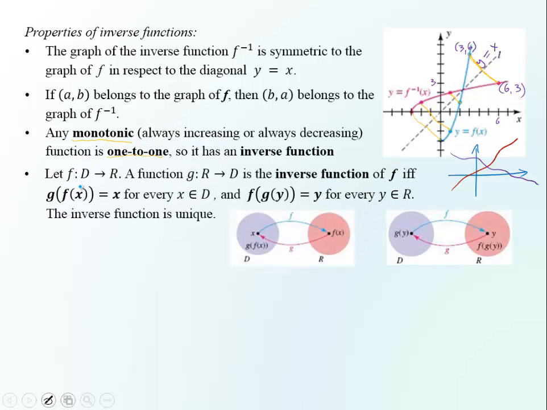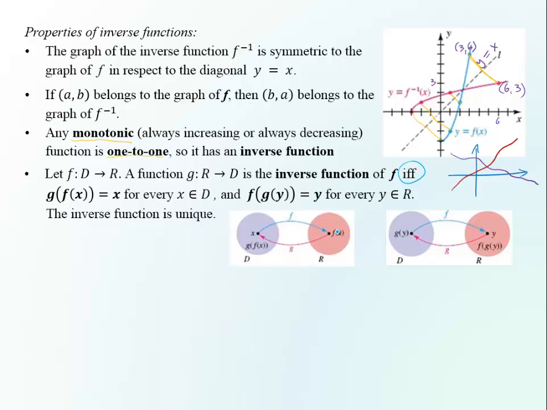And here, more formally: if a function f moves the domain D into the range R, and a function g is set up on R back to D, the function g is the inverse of f if and only if the composition g composed with f brings x onto x for every x from the domain of f, and also the composition the other way around, f composed with g, brings y onto y for every y from the range. It happens that the inverse function is unique.